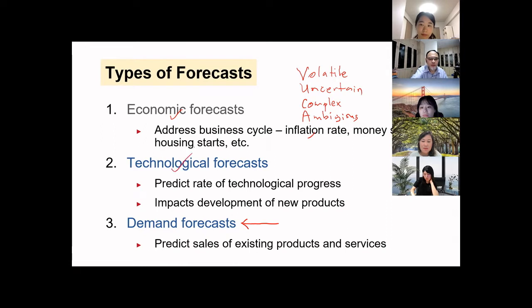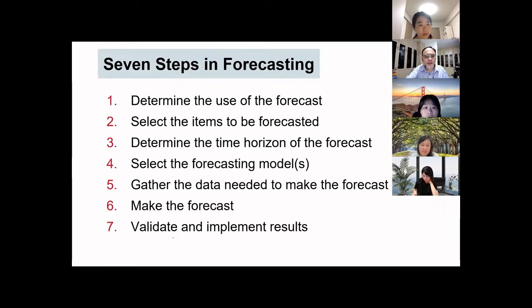And of course, you also have technological forecast to predict the rate of technological progress and new products, especially digitalization. But we want to focus more on predicting sales of existing products and services. We want more of demand forecast. Right, clear? So I'm going to go straight into what the book gave as suggested steps. Some people can create their own steps, but this is the basic steps, okay?